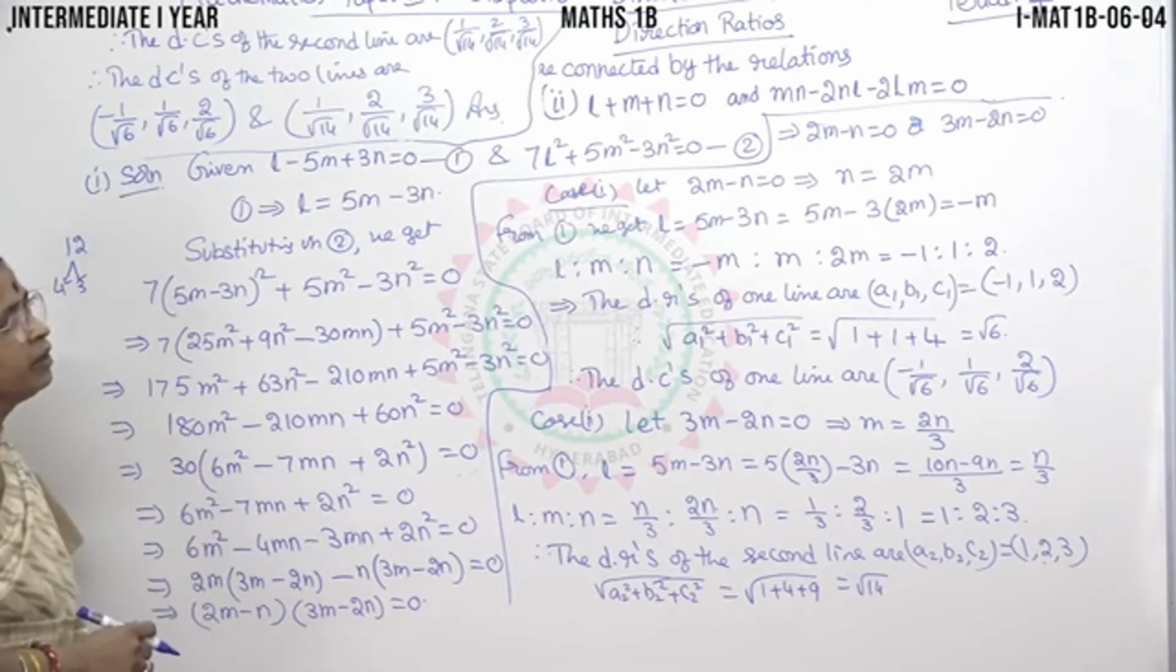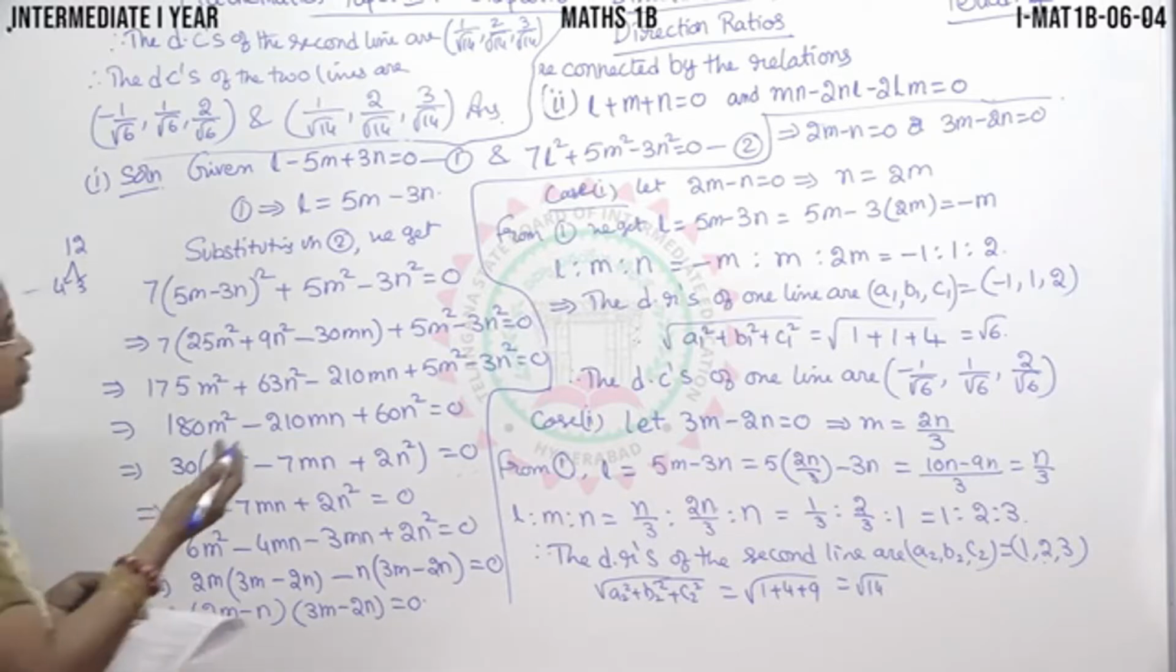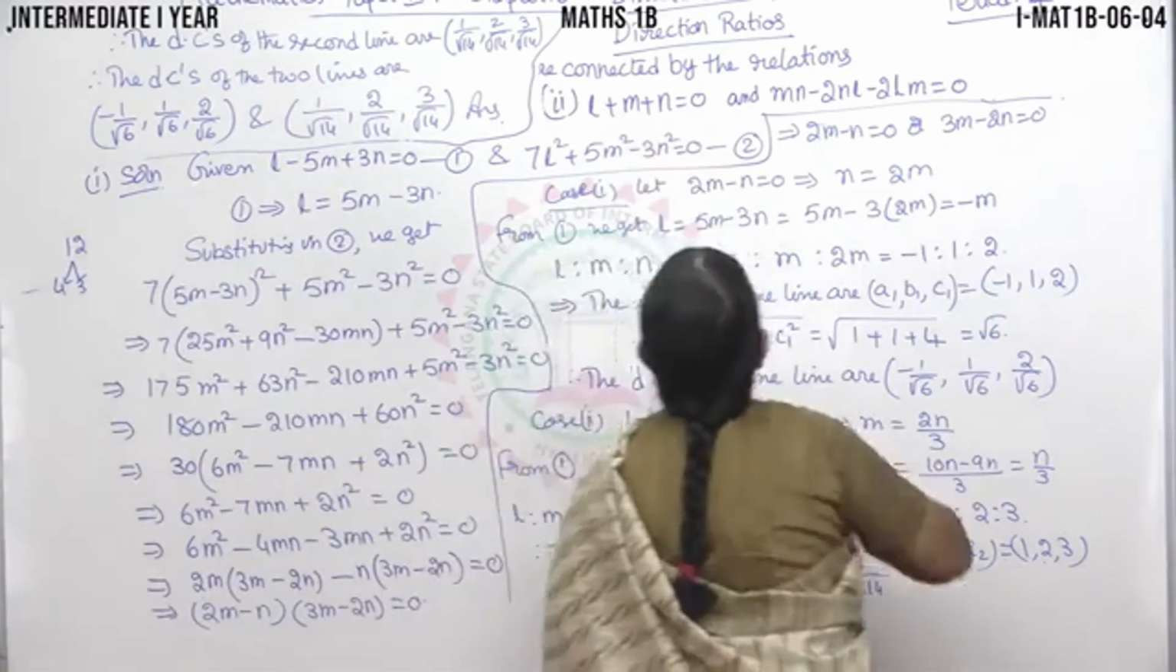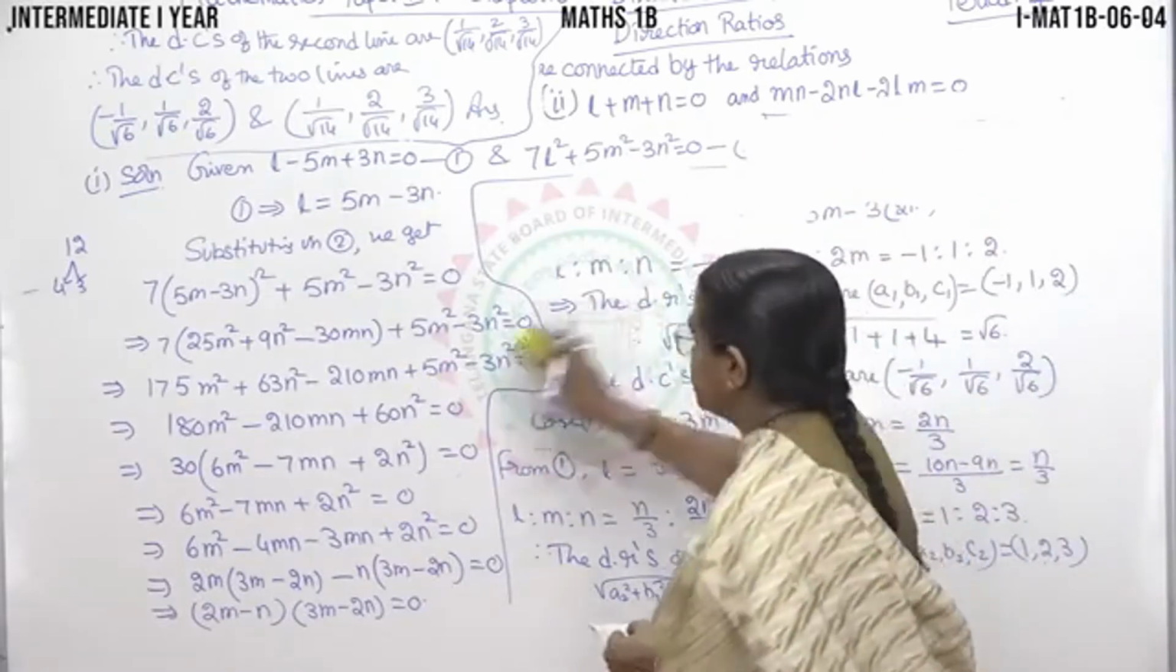Okay. So now in the second problem you can find either l or m or n. So suppose I find n. If you find n, you will get a different equation. If you find l, you will get a different equation here like this.